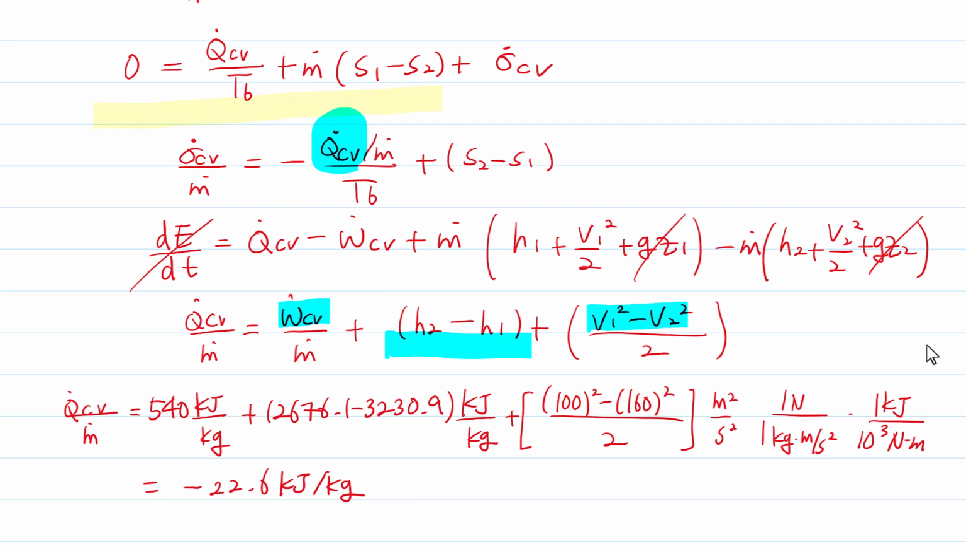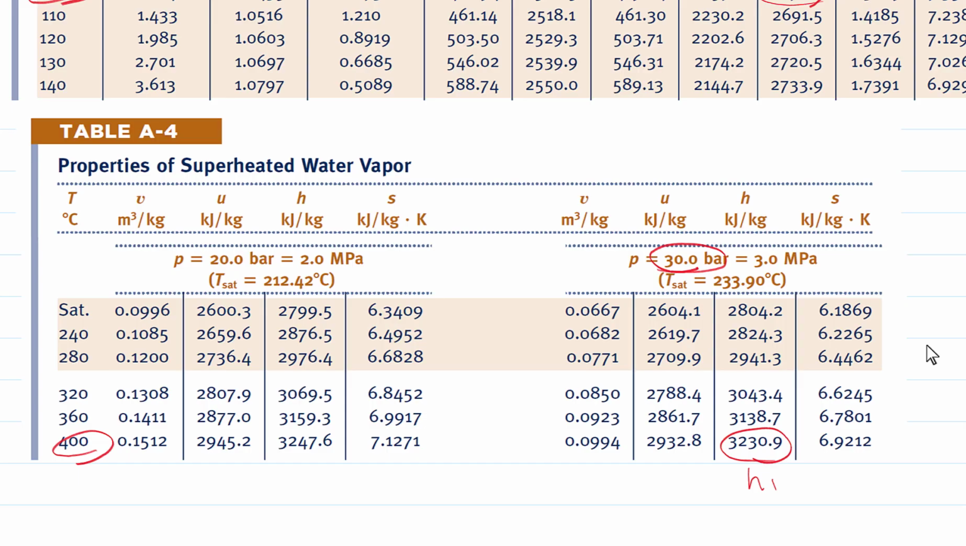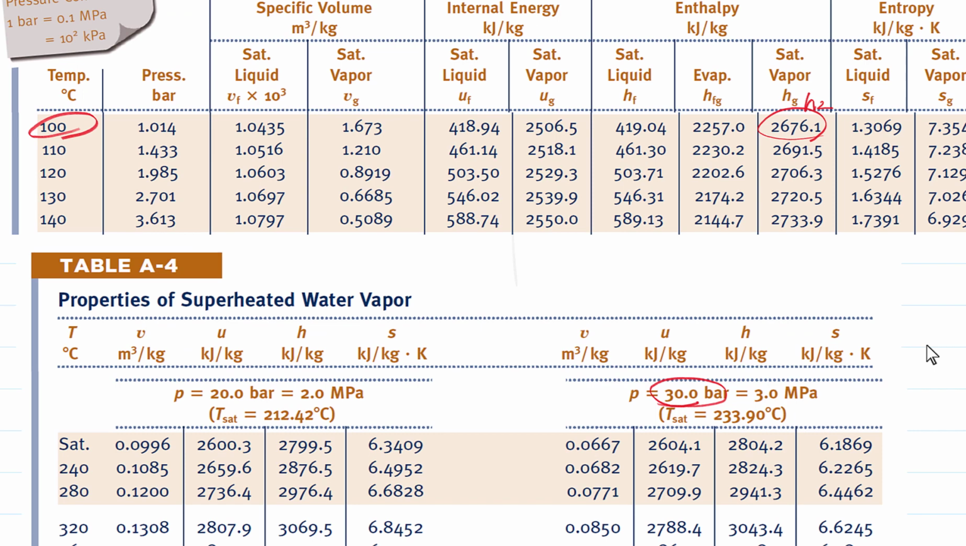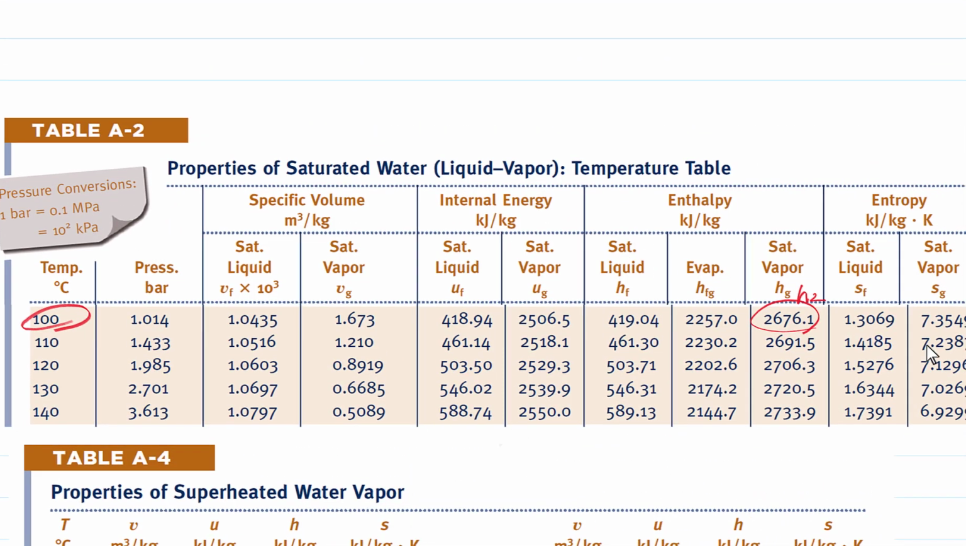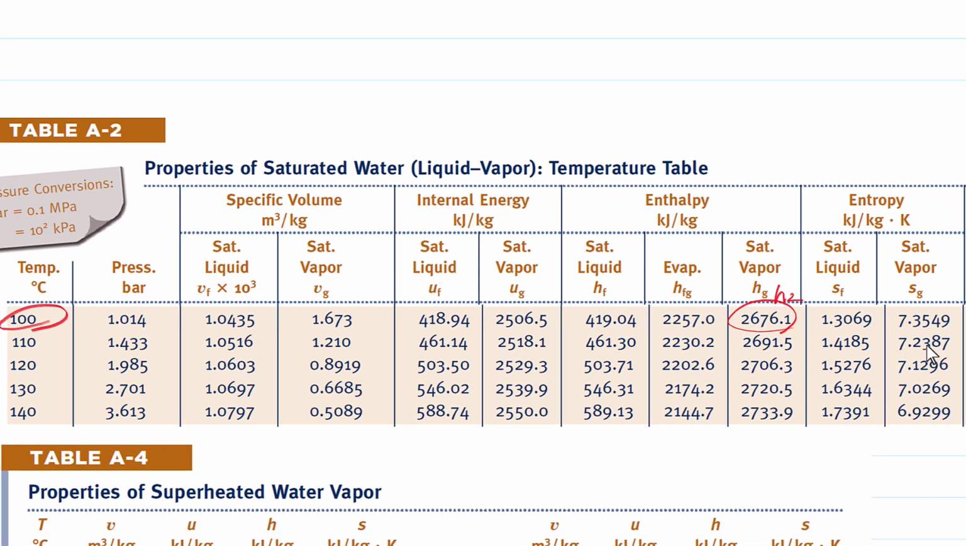So going back to these equations, we just got Q dot. We also need the entropy values at the inlet and outlet. At the inlet, 30 bar and 400 degrees Celsius, entropy is here. At the exit, 100 degrees Celsius and saturated vapor, entropy is here as s2.